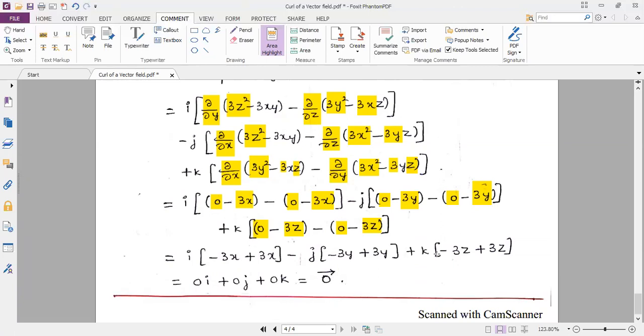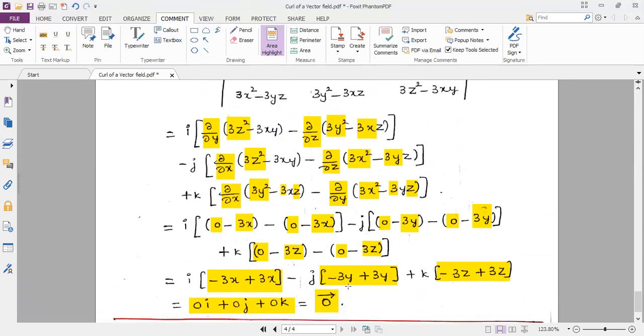Simplifying this, we observe we are getting i into (−3x − (−3x)) − j into (−3y − (−3y)) + k into (−3z − (−3z)). So the terms are getting cancelled and we obtain 0i + 0j + 0k, which is vector 0.